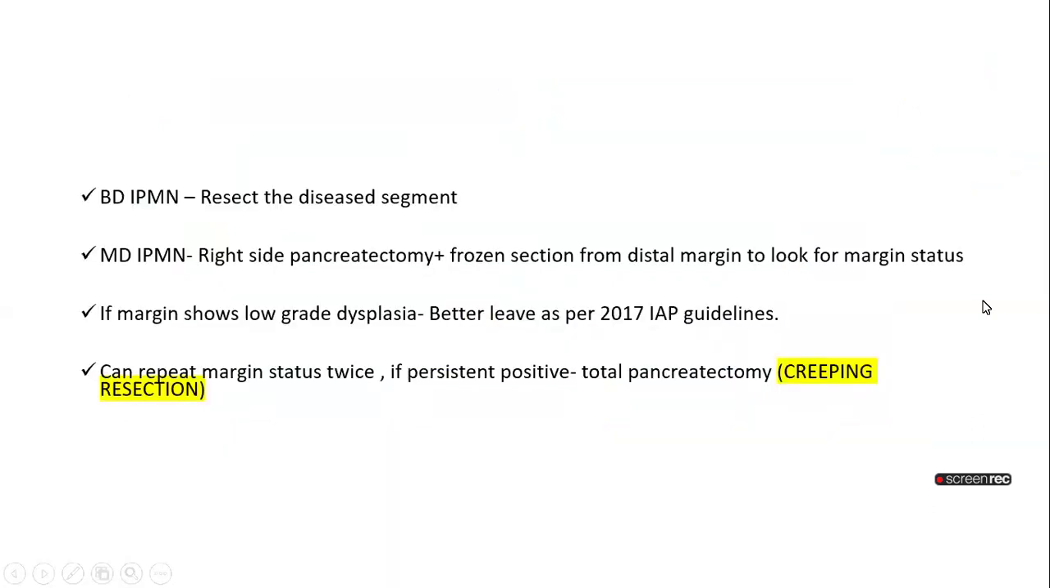The next thing is, if branch duct IPMN is diagnosed, we should go ahead with the resection of the diseased segment, rather than going for surveillance. What we previously discussed, based on that algorithm, branch duct IPMN, resect the diseased segment. In case of main duct IPMN, as per recent guidelines, the chances of malignancy or invasive tumor are high. So strongly we should consider surgery.